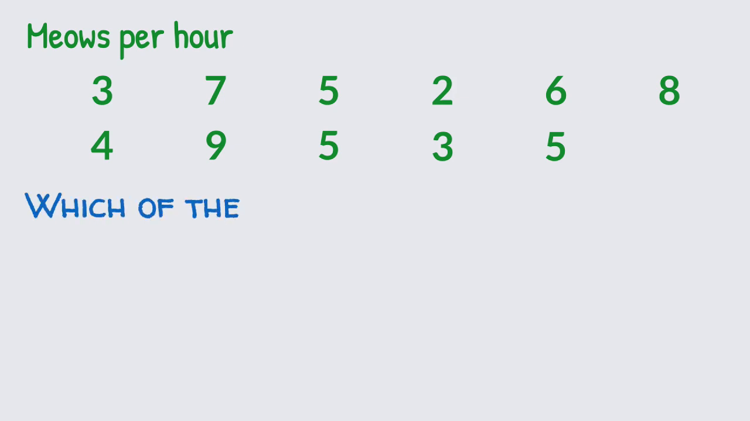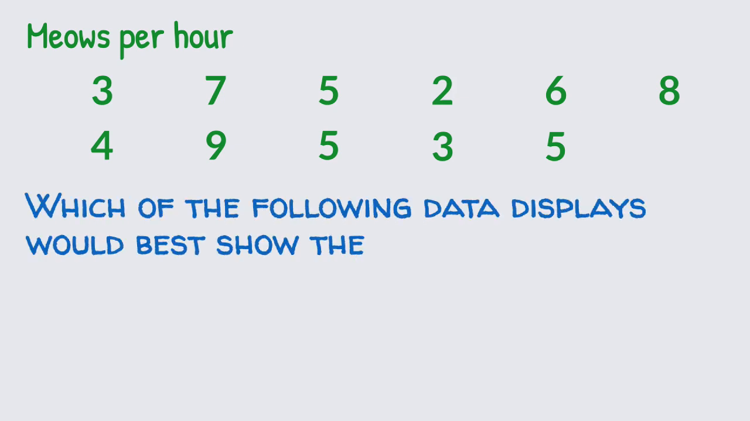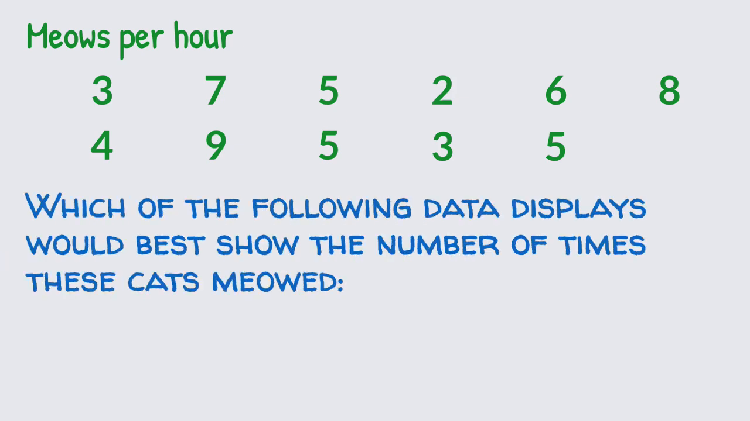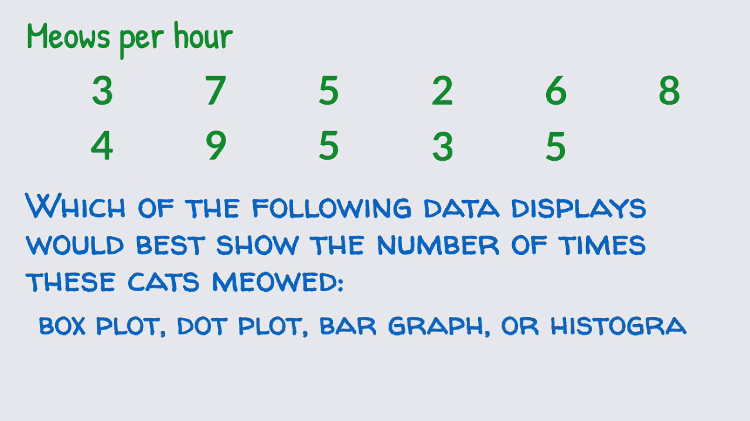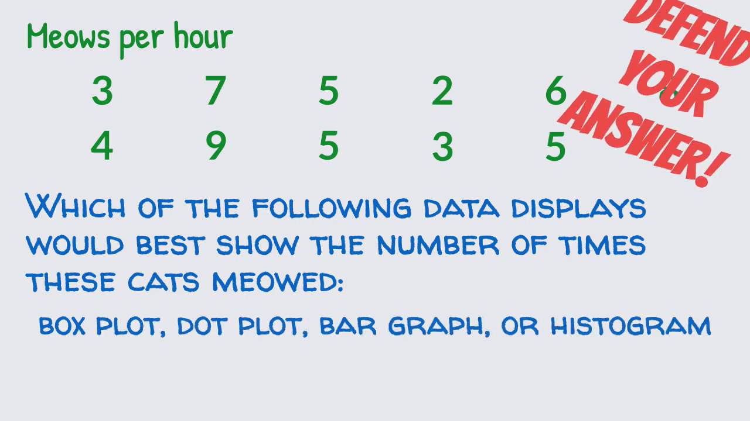Which of the following data displays would best show the number of times these cats meowed? A box plot, a dot plot, a bar graph, or a histogram? Defend your answer.